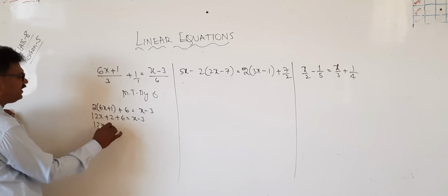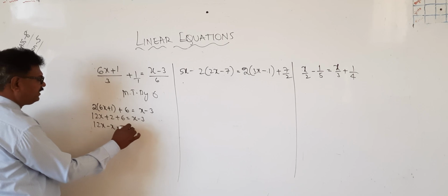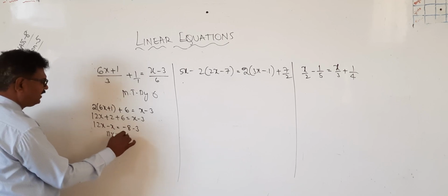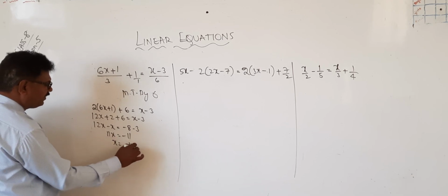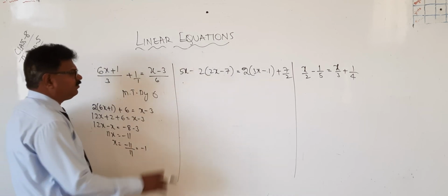12x minus x equal to 2 plus 6 is minus 8. Therefore minus 8 minus 3. 11x equal to minus 11. Therefore x equal to minus 11 by 11, which equals minus 1. Okay? So next, very simple.